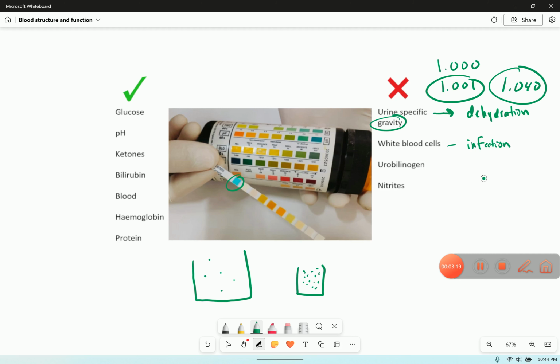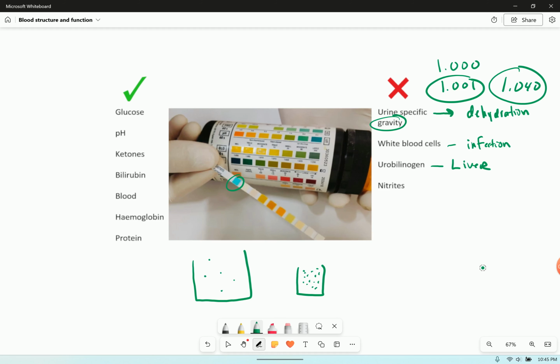And urobilinogen ultimately looks at liver function and possibly gut function. It's a byproduct of bilirubin metabolism, which is a liver and gut function. So if you see it in the urine, then the next thing you would likely want to assess is liver.